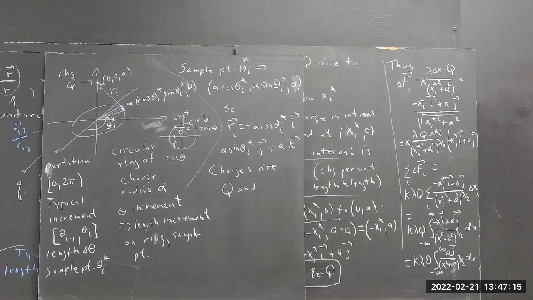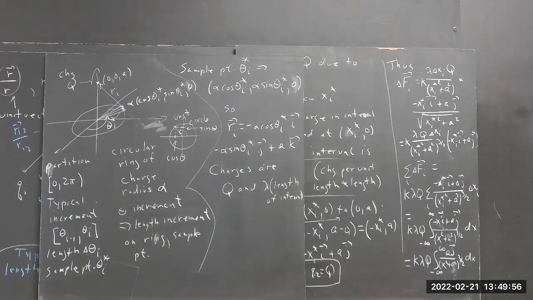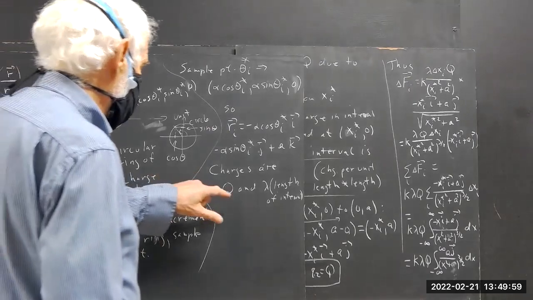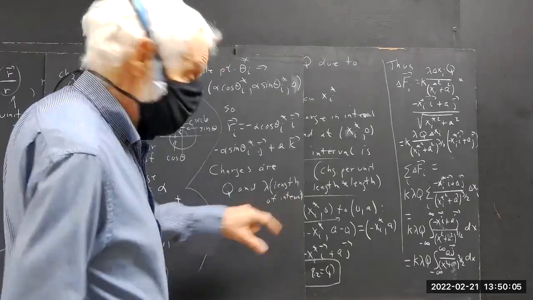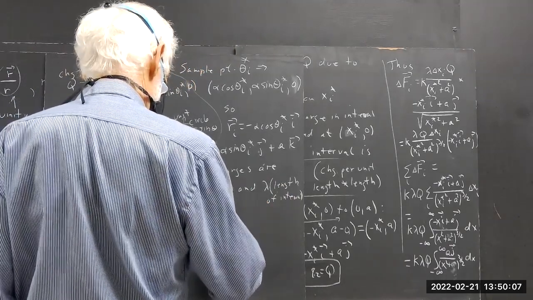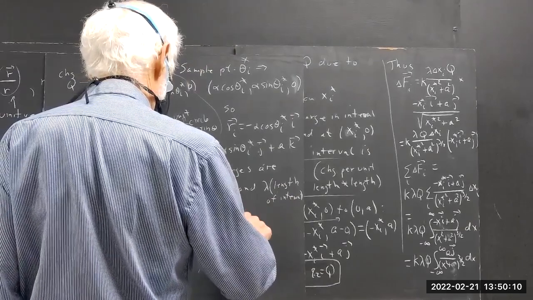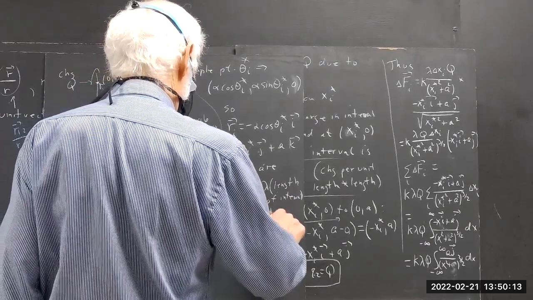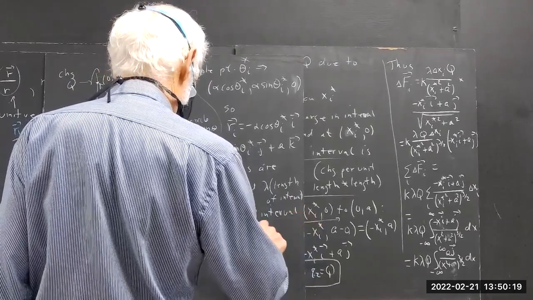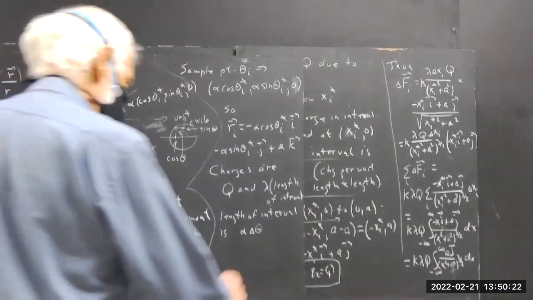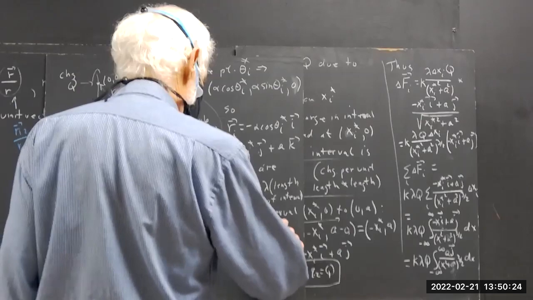So how much charge is there on the ring corresponding to the theta interval? Okay, so your charges are Q and lambda times the length of the interval, whatever length that interval is. Length of the interval, alpha delta theta sub i. Definition of radian.